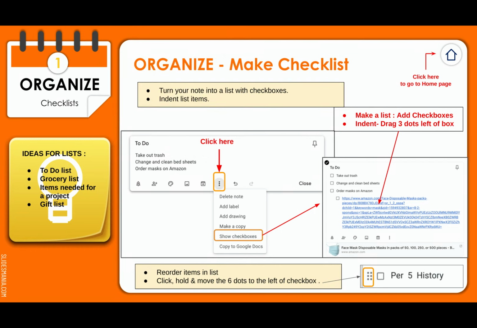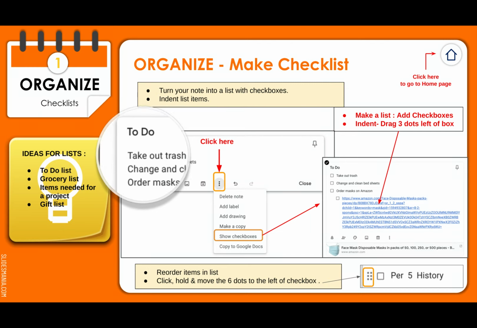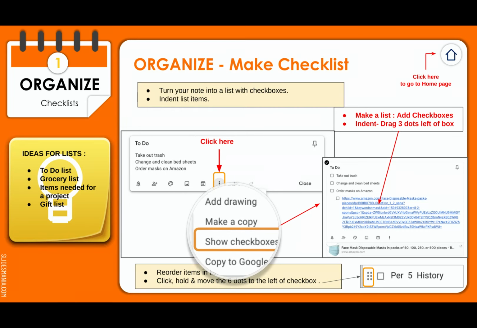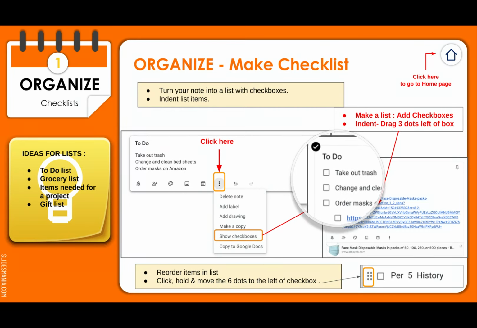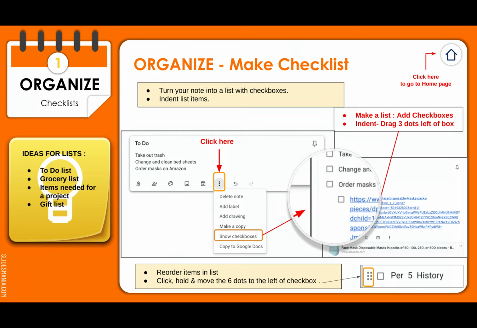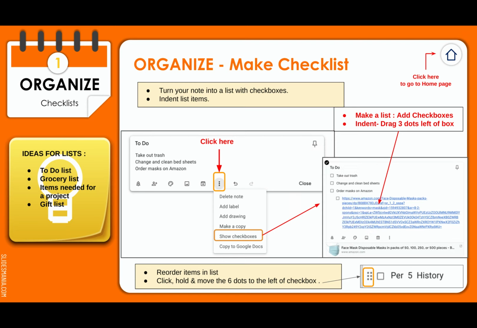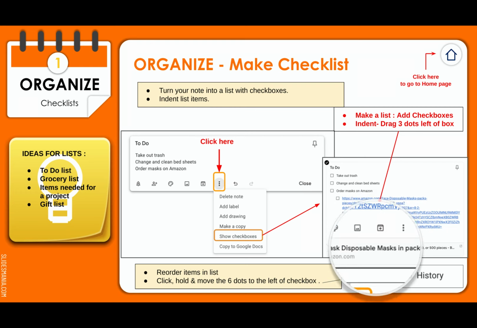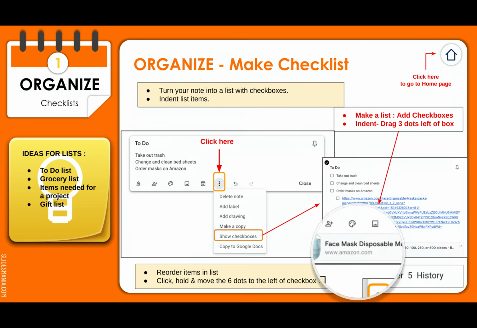First of all, here's my to-do list without check boxes. I can click on the three dots and select show check boxes. Here you see my check boxes. Here you see my indent. All I did was drag the three dots next to the square and drag it to the right to indent. So this is a link where I'm ordering masks, and you can see below my link, it gives me even a little picture with the link.